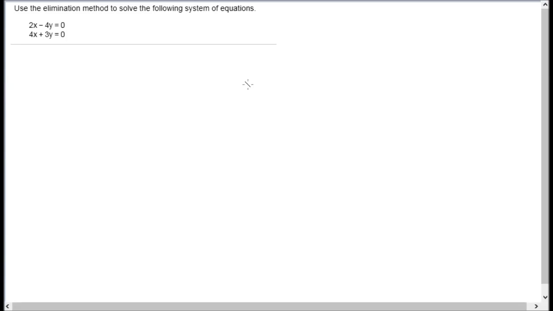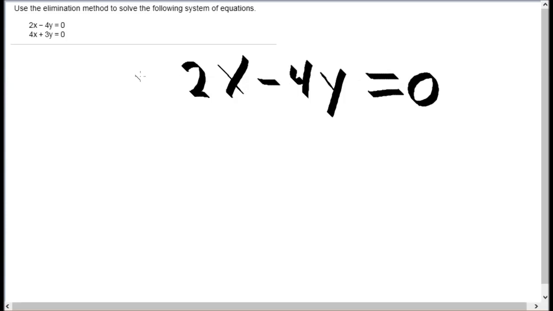Okay, let's go ahead and try and solve this system of equations here using the elimination method. So what I can do here is I can just go ahead and rewrite this equation. 2x minus 4y here is equal to 0. And what we're going to do is find some number. I'll change colors here to show you if I can do that.